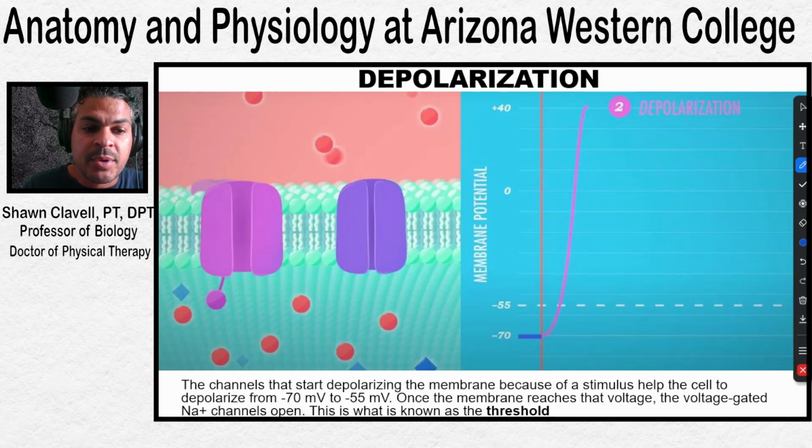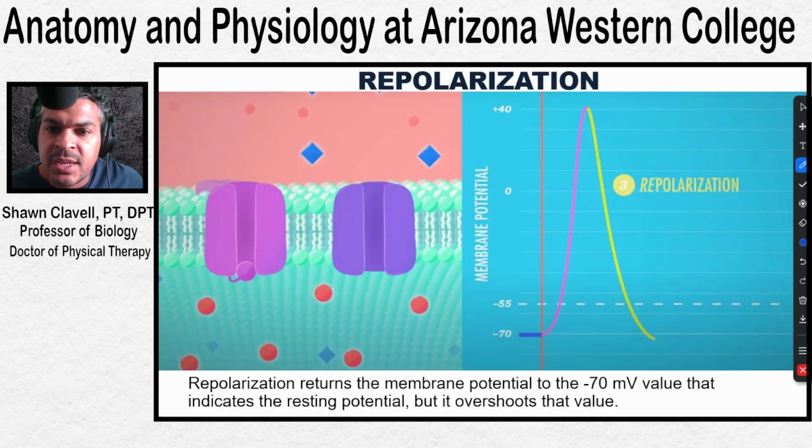As fast as it opens, it closes back up. So that at the peak here, we get a charge that's actually positive. The entire thing just flips, right? We went from a negative on the inside to positive on the inside here. And so once it reaches that positive voltage, then we start to close those channels down. Let's go here, where we go back to repolarization.